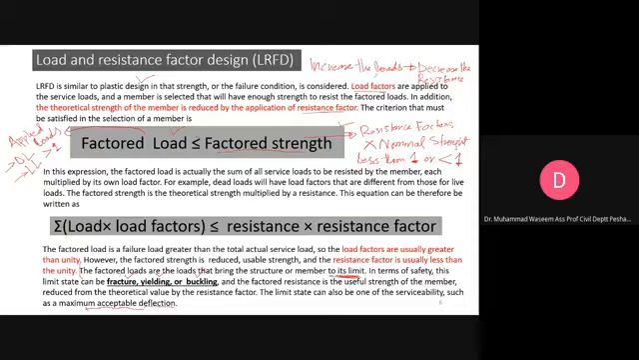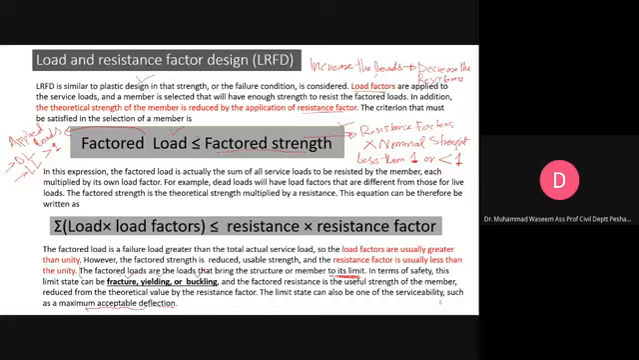We multiply the loads with certain load factors. And in LRFD, we also use the load factors. We multiply these load factors with the service loads, okay? And then a member is selected that has enough strength to resist these factored loads, okay? Now, one additional thing we do in LRFD is that we not only use the load factors, but we also reduce the resistance of the member by multiplying it by a resistance factor.